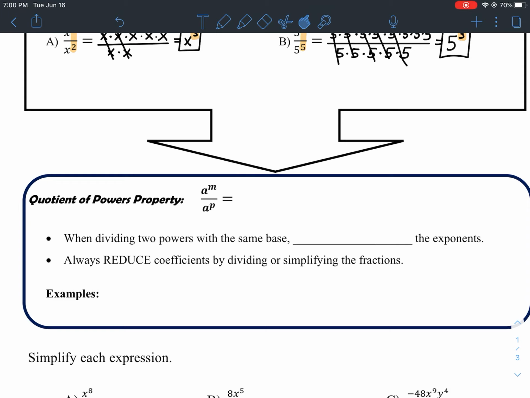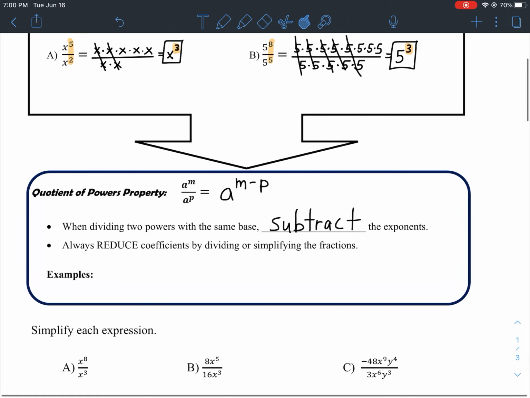Okay, so this is called the quotient of powers property. And what it states is if we have the same base, what we can do with our exponents is we can subtract them. M and P are just any numbers here. When dividing two powers with the same base, we subtract the exponents. Also, you're always going to reduce the coefficients by dividing or simplifying the fractions first. So you'll see that in some of these example problems right here.